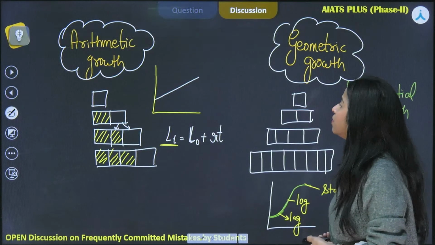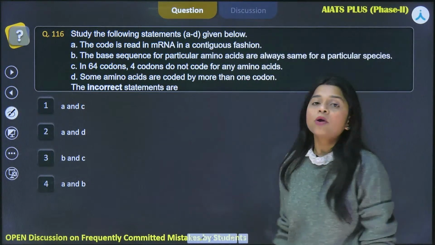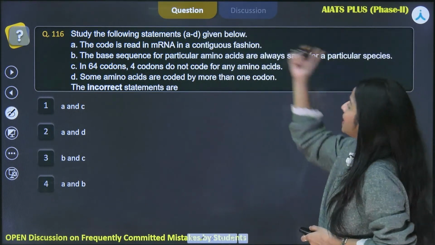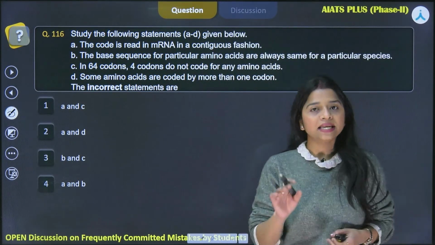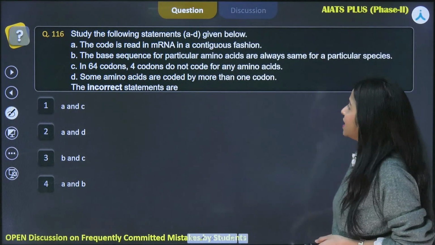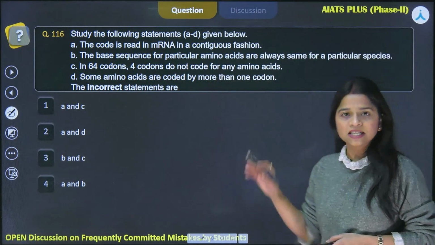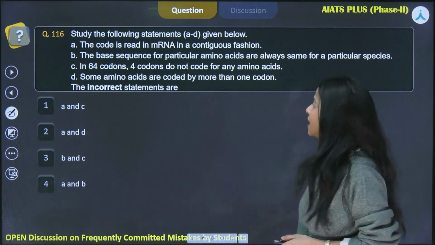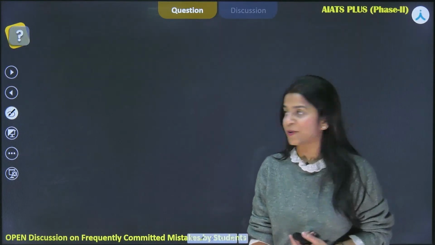Now moving on to our next question. The question says, okay, it is from your molecular basis of inheritance. Study the following statements from A to D given below, okay? And we have to pick up the incorrect statements. Let us see what the concept is about. The code is read in mRNA in a contiguous fashion, okay? So basically we have been given the characteristics of a genetic code, okay? So let us first discuss all the salient features of the genetic code, okay?